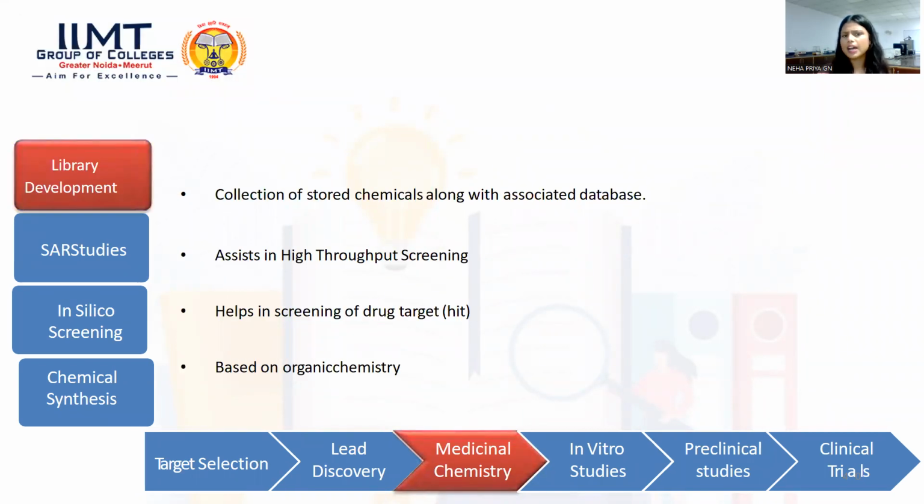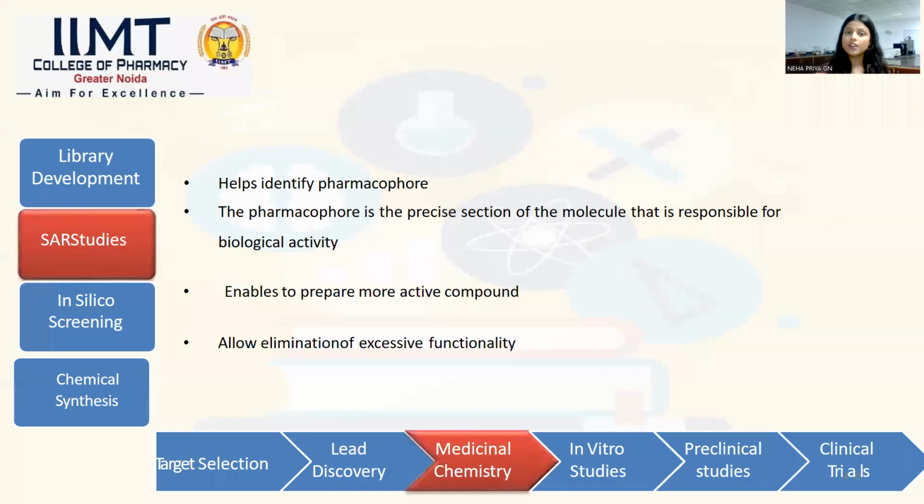What we'll do is we'll do high throughput screening. Based on organic chemistry, we'll do the QSAR studies based on a collection of stored chemicals and the database. We can use that to select the process which can be used in the synthesis of our novel drug. We can do that.